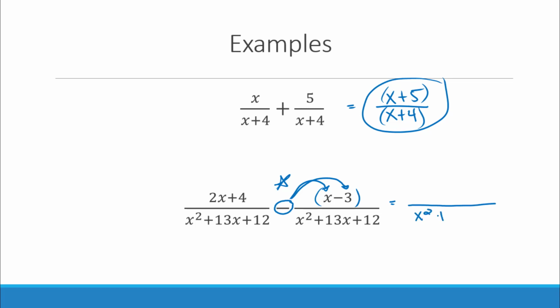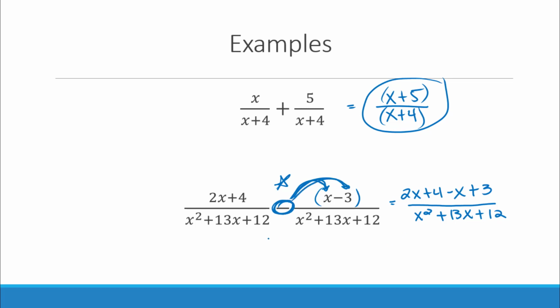My denominator stays the same. I rewrite my numerator as 2x plus 4. This is going to be minus x. And then what happens to this last one here? A negative times a negative turns this into a positive 3. So just make sure that subtraction symbol gets distributed to everything in that second fraction here.